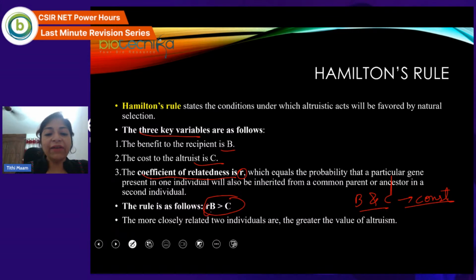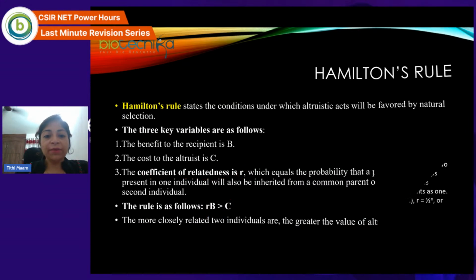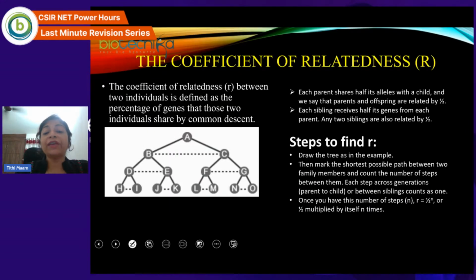The higher the value of R, the more is the chance of the sacrificial act, right? So the more closely related two individuals are, the greater is the value of altruism. Okay, now questions can be asked. So how do we calculate R?